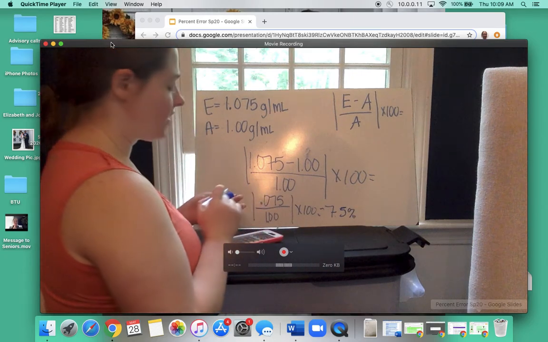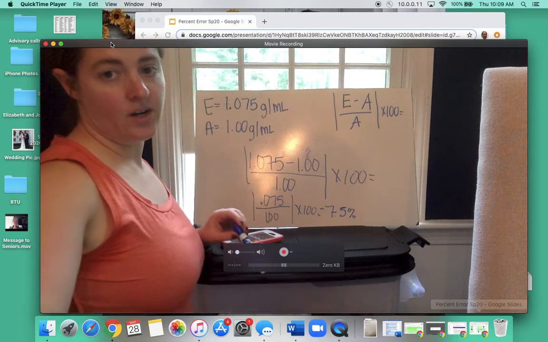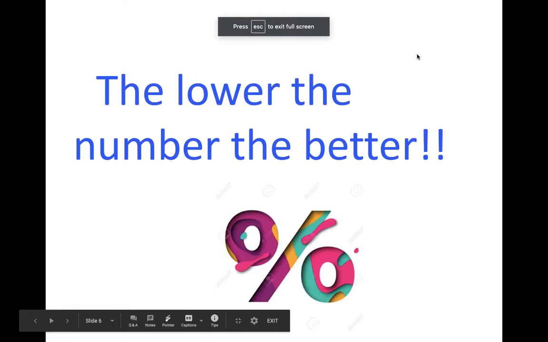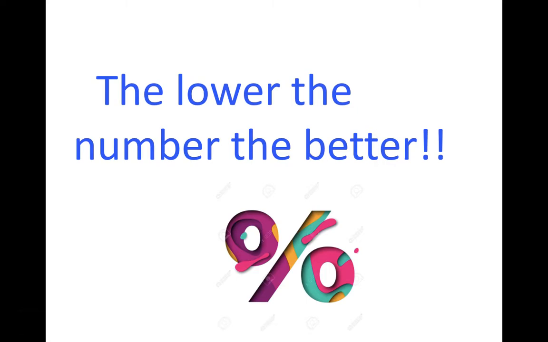So this too is a very low percent error, so they did a very great job with their experiment. The lower the number, the better. If it's a very high number, that means something went wrong in the lab. Maybe it was with the materials, the substance may not have been right, maybe the directions were not followed. However, we want a low number.